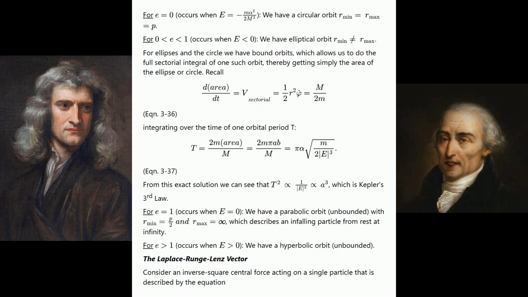We have a circular orbit: R sub-min equals R sub-max equals P, for epsilon equals 0. For 0 less than epsilon less than 1, which occurs when E is less than 0, we have an elliptical orbit. R sub-min is not equal to R sub-max.